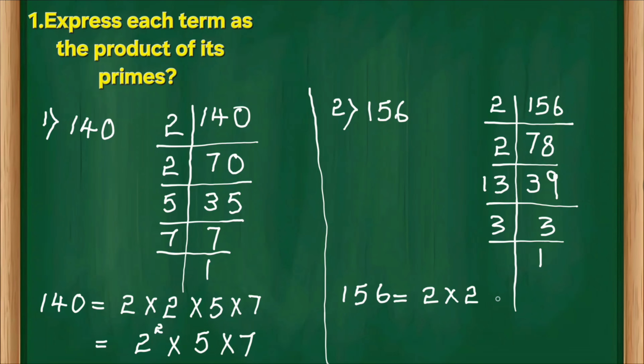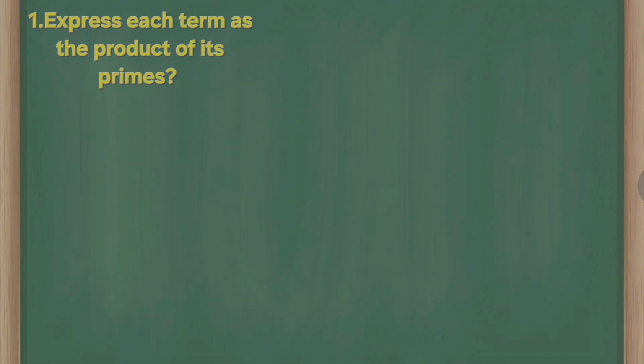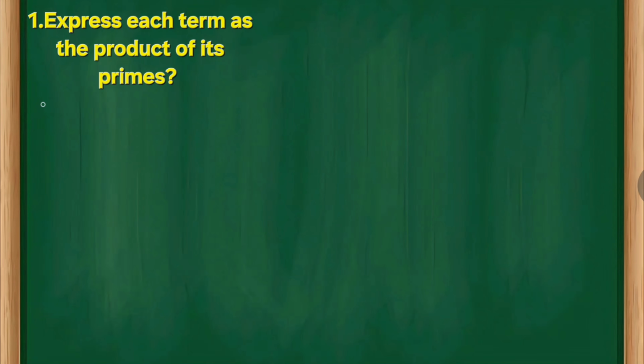So the prime factors of 156 are 2 into 2 into 13 into 3. So this can also be written as 2 square into 3 into 13. So here we can divide it first by 3, then we can take 13 also, or you can first divide by 13 and then you can take 3 also, because both of them are prime numbers.